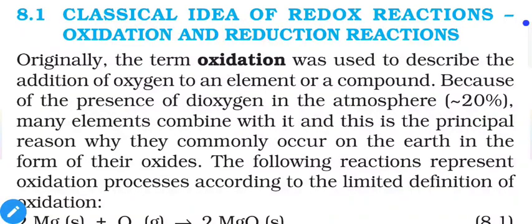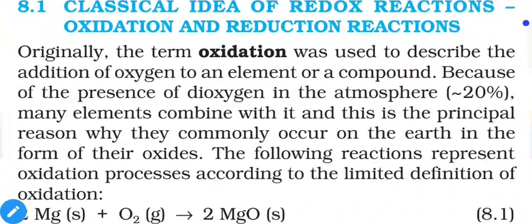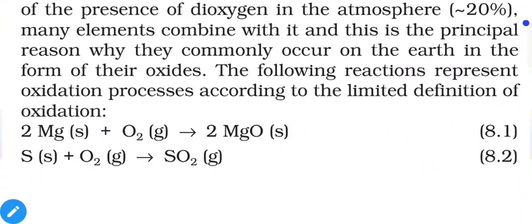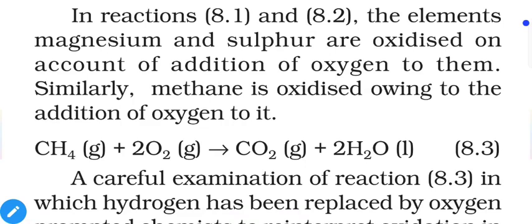The following reactions represent the oxidation processes according to the limited definition of oxidation. Here the reaction of a metal and a non-metal with oxygen is mentioned. When Mg reacts with O2 it forms MgO, and when sulfur reacts with O2 it forms SO2. Both of these reactions are known as oxidation reactions because we are adding oxygen to the elements. So in these two reactions, magnesium and sulfur are oxidized because we are adding oxygen to them.